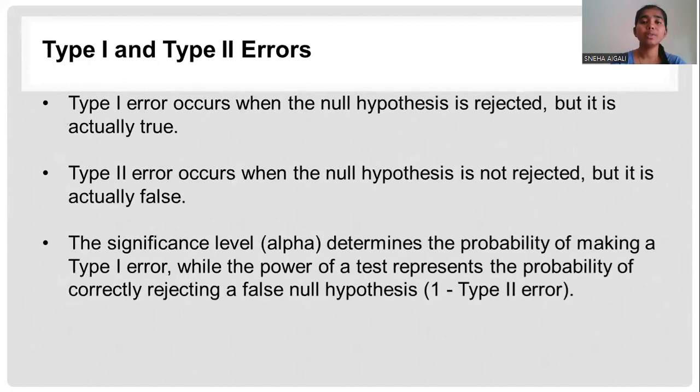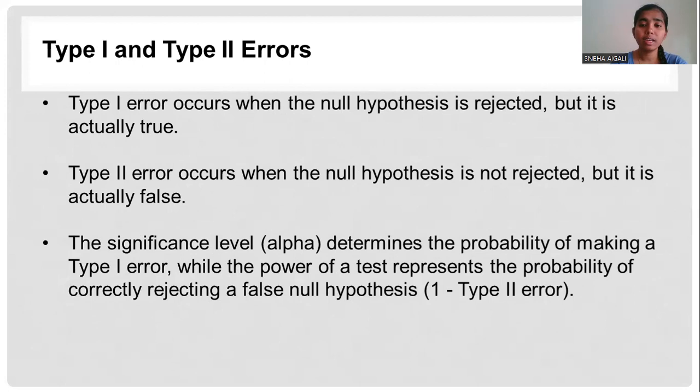Now next we have two types of error, that is type 1 error and type 2 error. So let us see first what is type 1 error. Type 1 error occurs when the null hypothesis is rejected, but it is actually true. Type 2 error occurs when the null hypothesis is not rejected. That means it is accepted, but it is actually false.